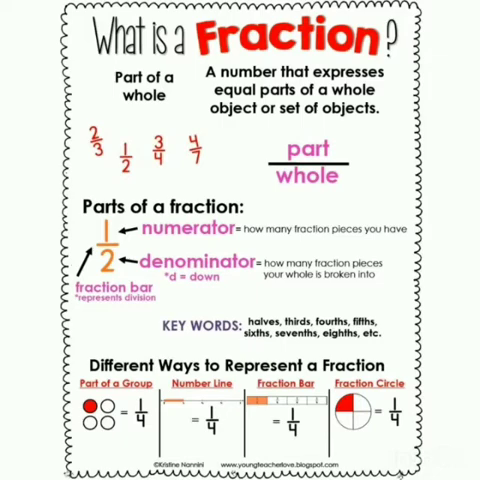Now parts of a fraction. For example, 1 by 2. So 1 is what? Numerator, and 2 is what? Denominator, and this bar represents division. We can represent a fraction in 4 different ways. Firstly as a part of a group, second on a number line, third in the form of a bar, and fourth in the form of a circle. This is the representation of a fraction.